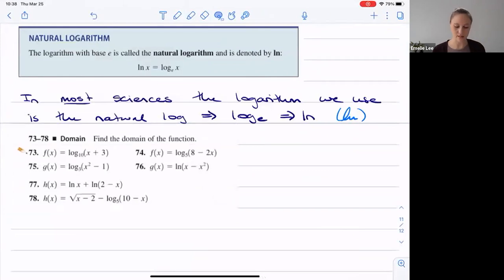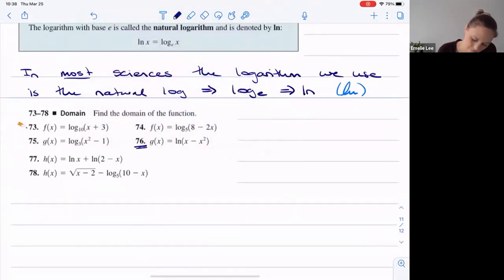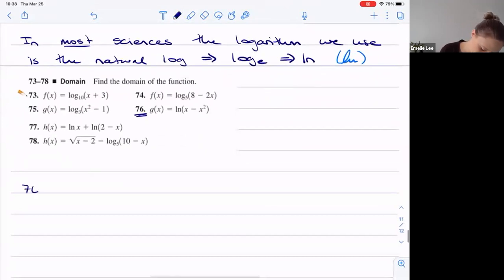So remembering that the domain of logs, we have to have inputs that are greater than 0, right? And it doesn't matter what the base is. Here we've got a log base 10, that's a common log. Log base 3, no name. Log base 5, no name. ln, natural log, right? But it doesn't matter what's going in here. It has to be greater than 0. So let's do 76 just to practice with those natural logs.